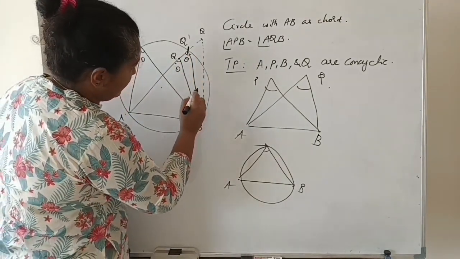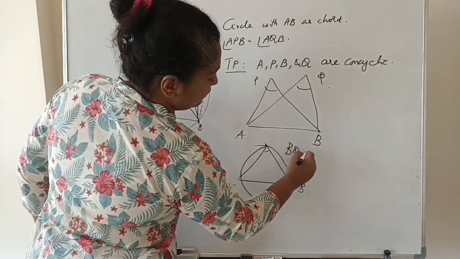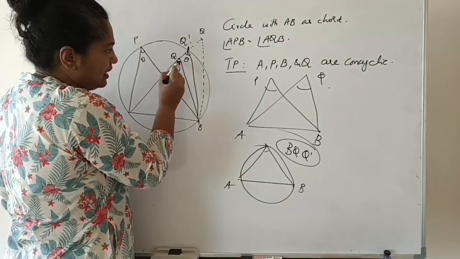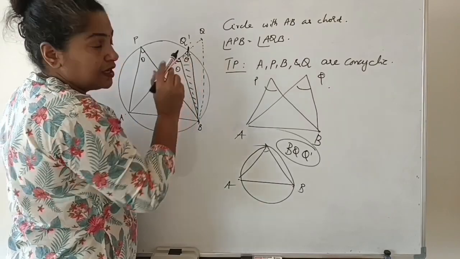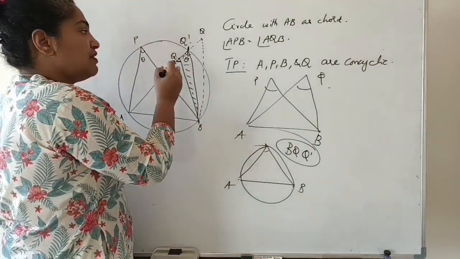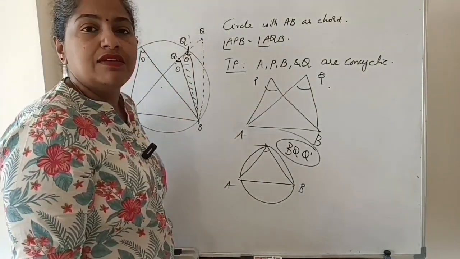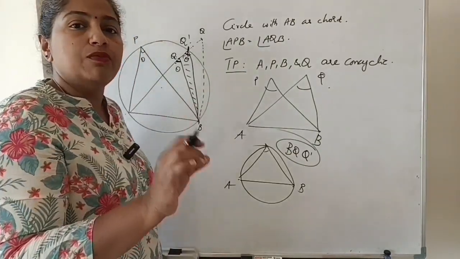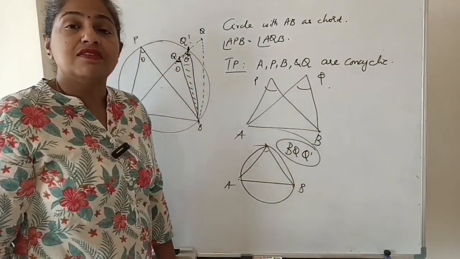Now, if you look at the triangle BQQ', you can see that this angle is the exterior angle for this triangle. And you know, exterior angle is equal to the sum of the opposite interior angles. But in this case, we are getting the exterior angle equal to one of the interior angles, which is not possible. So Q and Q' have to be the same point. So Q also lies on the circle.